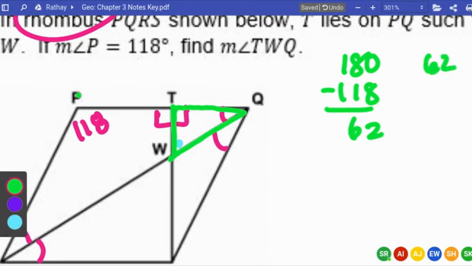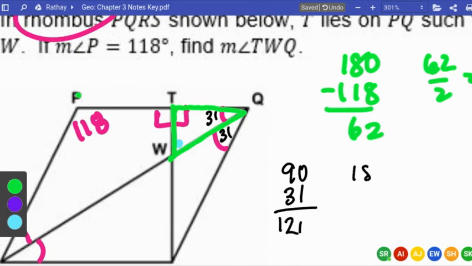I'm going to cut that in half, and I get 31 degrees. That tells me that each of the angles at Q have to measure 31 degrees. So I've got 31 and 31 here. Now we're basically there because we have a right triangle. We know that one angle is 90. We know the other angle is 31. That gives us 121 degrees. 180 degrees in a triangle minus 121 that we have already, and we have 59 degrees for angle TWQ.